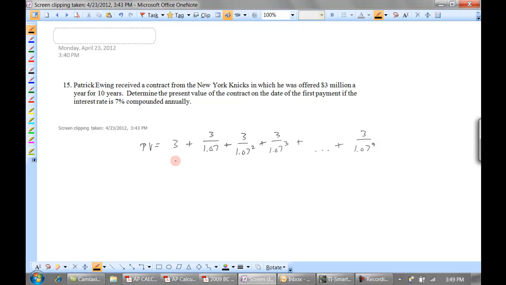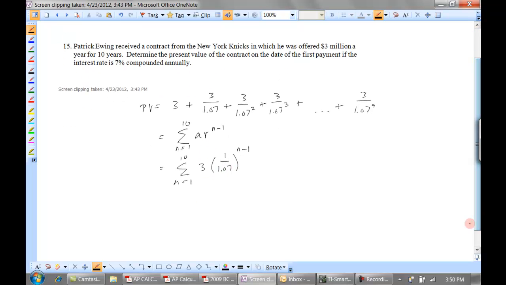Okay? Well, so the present value of that contract is actually a geometric series, and if you look at it, the geometric series is A times R to the n minus 1, as n goes from 1 to 10 years here, and we know what A is, it's the first term, and we know what R is in this case. It's 1 over 1.07. That's what we're multiplying by each time. And you can check, when n equals 1, it's 1 over 1.07 to the 0. 3 times anything to the 0 is 3 times 1, which is 3.